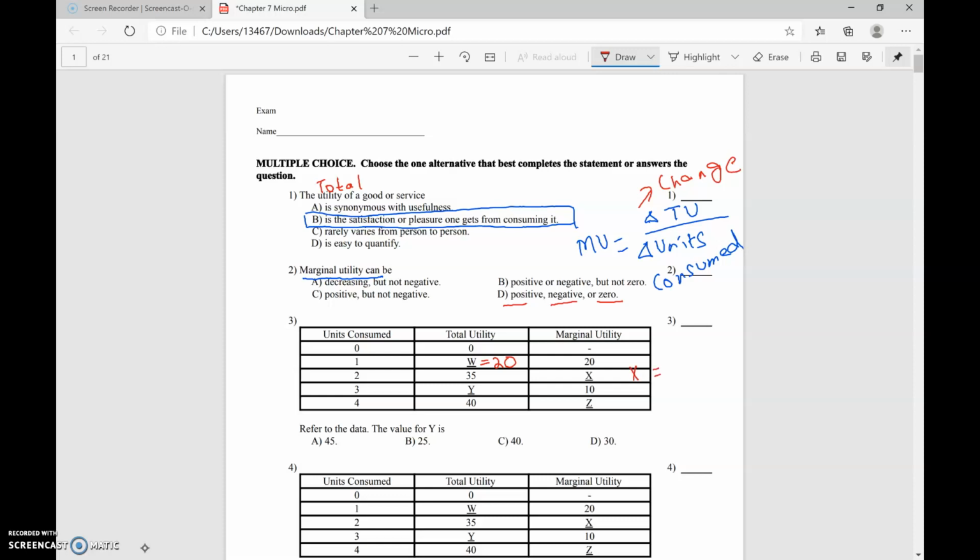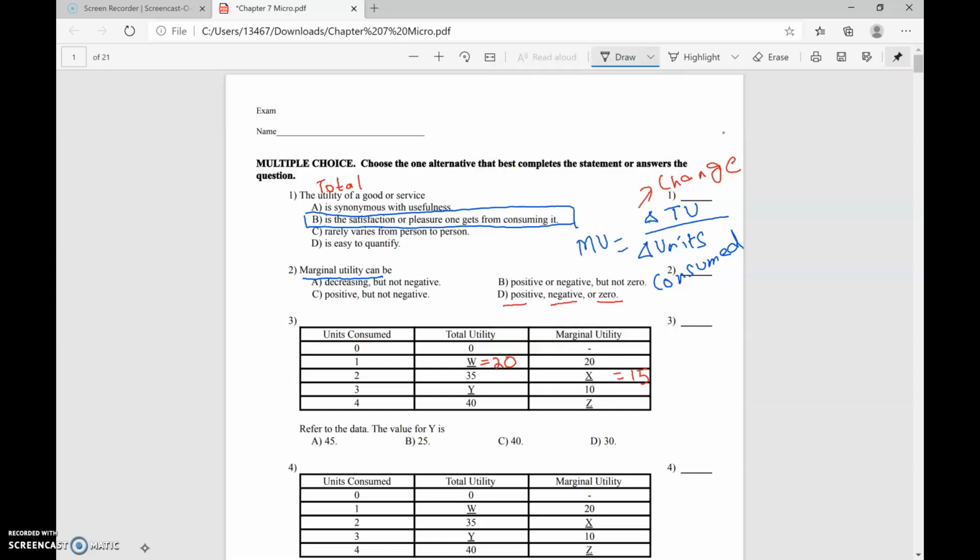Okay. The next number I have is X. X is equal to 35 minus 20 over 2 minus 1. So this X is equal to 15. 35 minus 20. So I can just take this up here and write X is equal to 15.